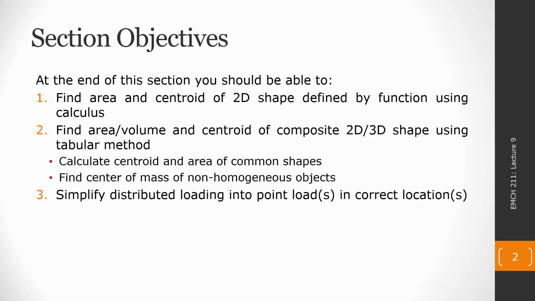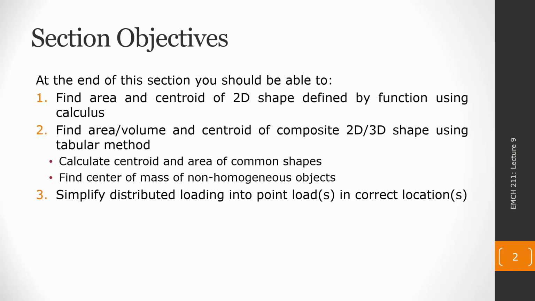We're going to find the area and the volume and the centroid of composite shapes, both in 2D and 3D, using the tabular method. We're going to be breaking those shapes down into more common shapes like rectangles and circles in order to build up our shape.